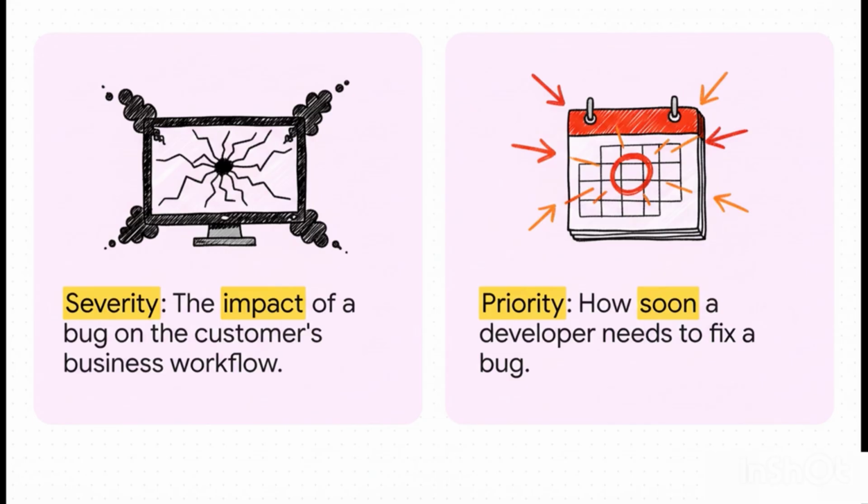See, severity measures the impact, like, does this bug crash the entire system or is it just a minor typo? Priority, on the other hand, measures urgency. A low-severity bug, like a spelling mistake on the company's homepage, could still have a really high priority. Mastering this balancing act is absolutely key to effective development.